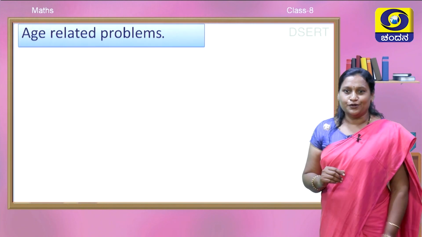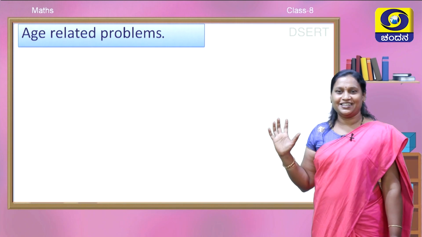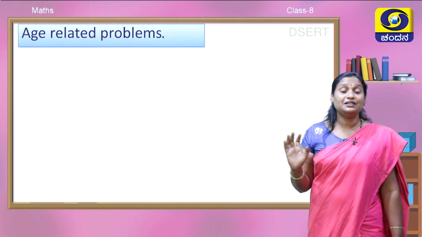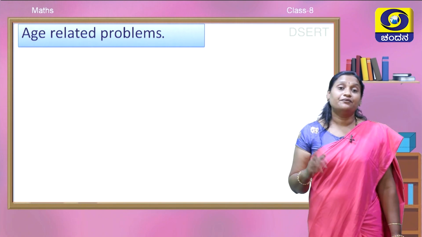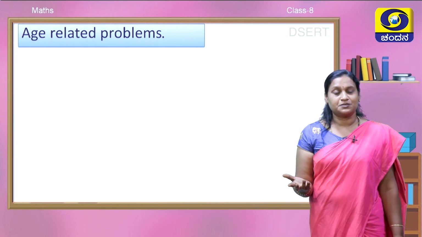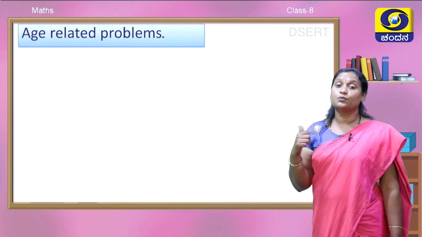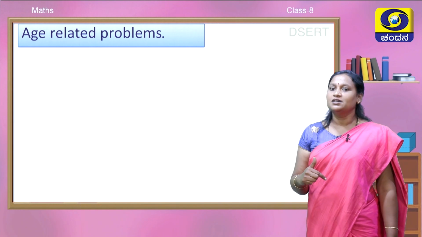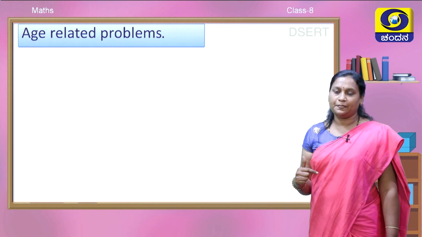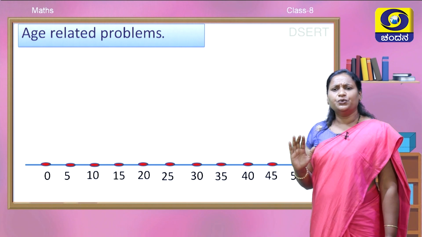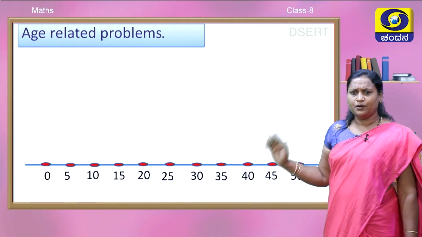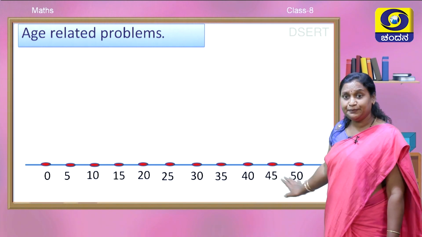First and foremost, I would like to solve an age related problem. Very beautiful, and it is very important when you take up some competitive exams. So how do I think is more important than how do I solve? So let us take a look here. Whenever you come across age related problems, just jot down a timeline.